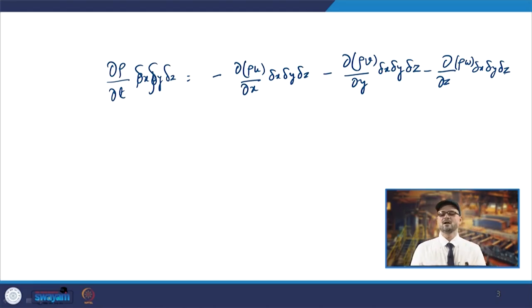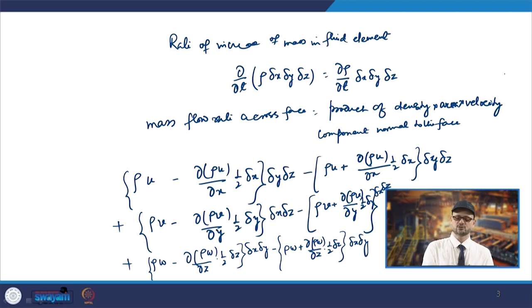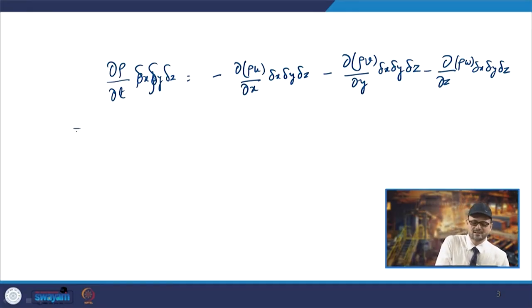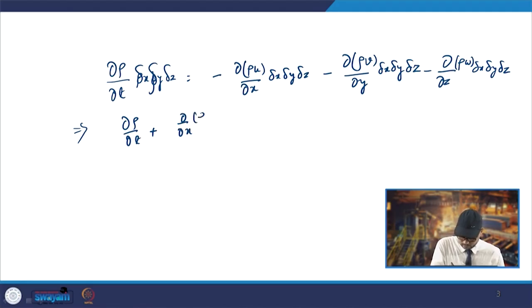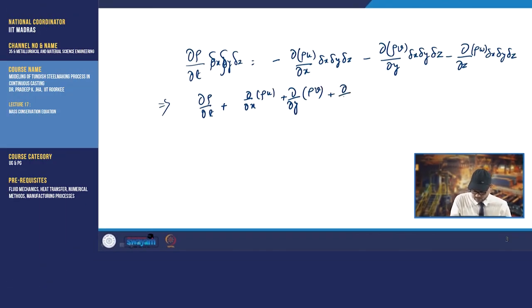So, that is coming as the negative term when you add all these terms. So, it will be minus and minus. So, the half δx will become δx. So, δx δy δz can be cancelled on both sides. So, you can write ∂ρ/∂t plus ∂/∂x of ρu plus ∂/∂y of ρv plus ∂/∂z of ρw, that will be equal to 0. So, this is what you get.